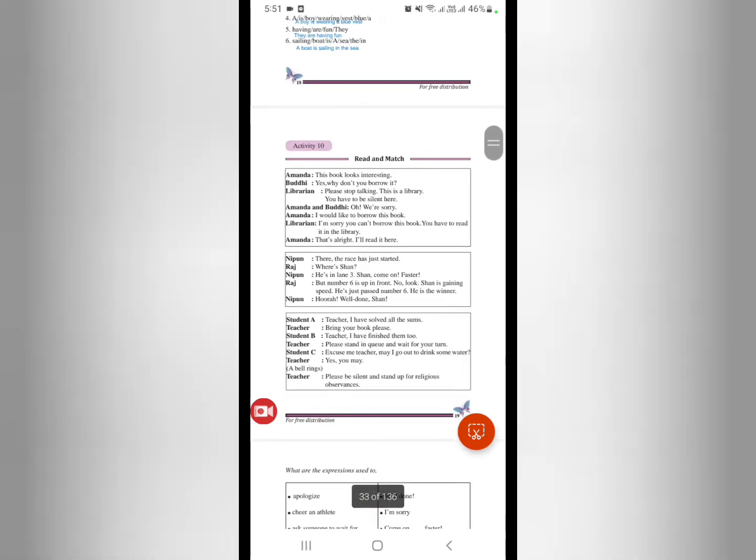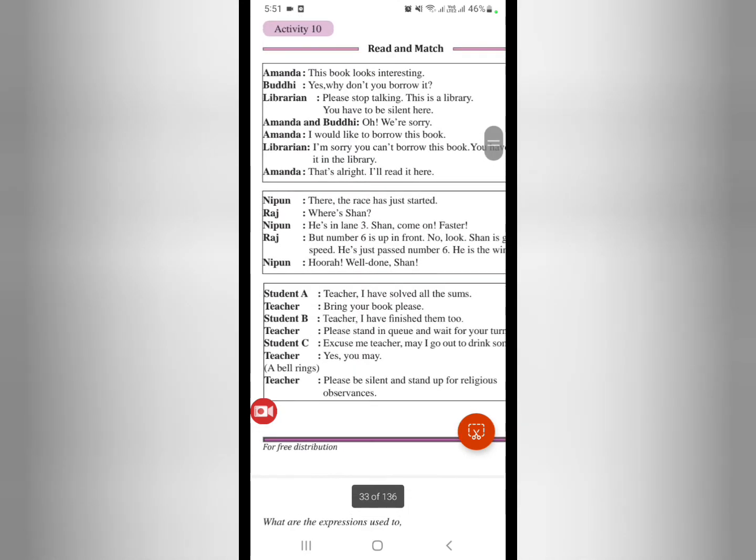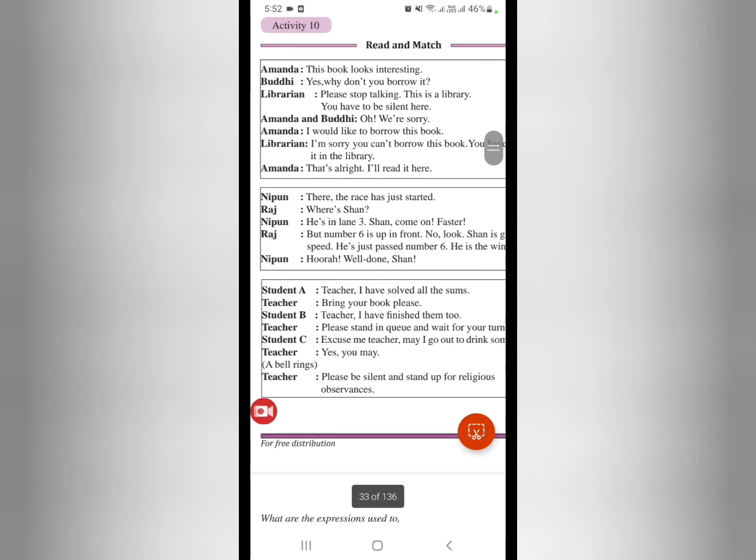Then the teacher is saying, please stand in the queue and wait for your turn. Queue means line. One student is standing, and the other student is standing behind him, and then another student is standing behind him. That is a queue. Then the teacher is replying, please stand in the queue. You can wait for your turn.